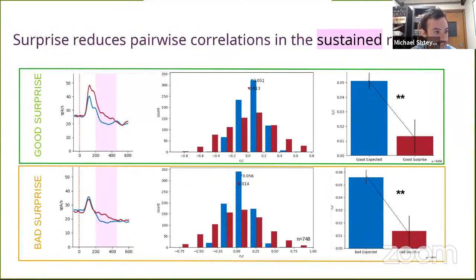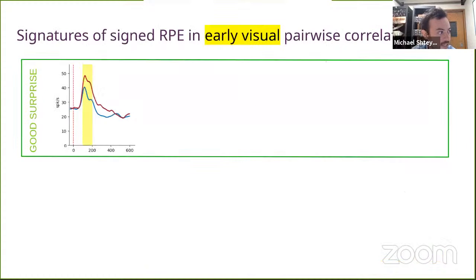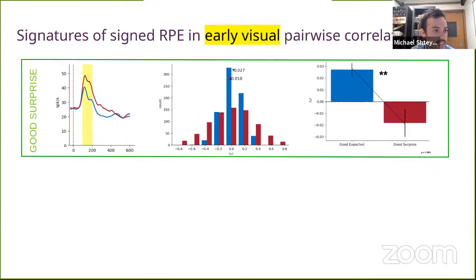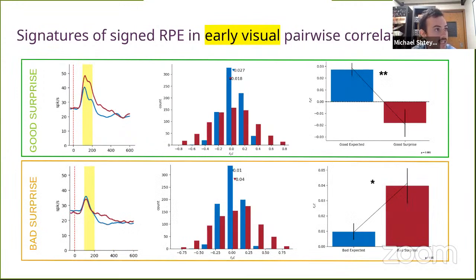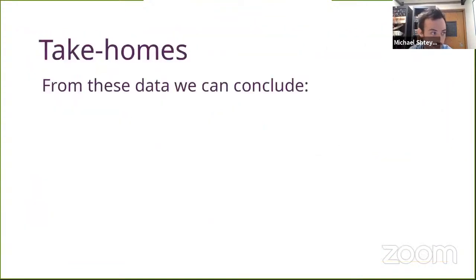In the visual response, however, we find something a little more possibly interesting, which is that we see evidence of a signed prediction error in the early visual response, which is not present at the level of the PSTH. And like we saw earlier, we did not see that emerge in the bad surprise case. So it seems that there are signatures of signed reward prediction error in the early visual pairwise correlations.